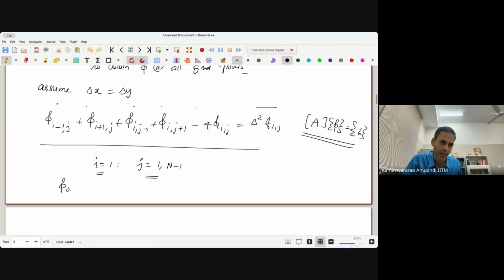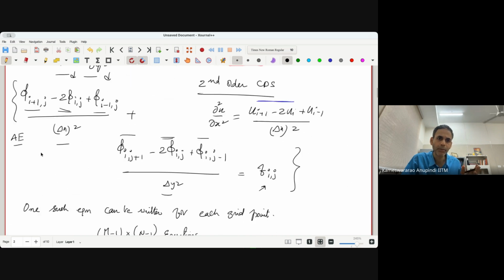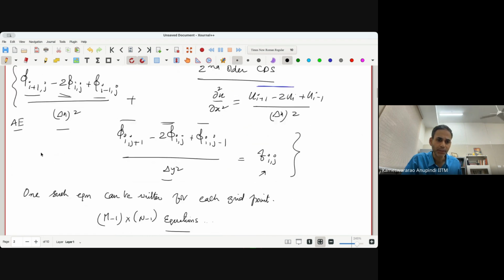This basically becomes phi(0,j) plus phi(2,j) plus phi(1,j-1) plus phi(1,j+1) minus 4 phi(1,j) equals delta square f(1,j). Essentially j is going from 1 to n minus 1. But what you realize is that phi(0,j) is not an unknown, because it is already known from the boundary condition. The boundary condition was already applied on the left side boundary. So as a result, we already know this thing.